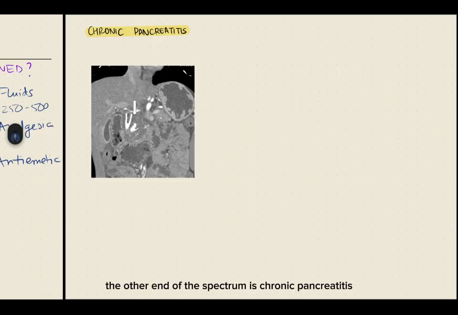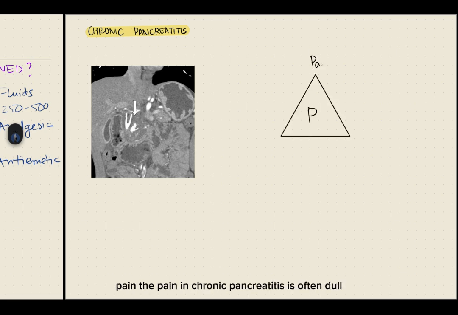The other end of the spectrum is chronic pancreatitis, which is an irreversible destruction of the pancreatic parenchyma, and usually it occurs because of repeated attacks of acute pancreatitis. So, the presentation can be easily remembered by three P's: pain. The pain in chronic pancreatitis is often a dull and burning pain.